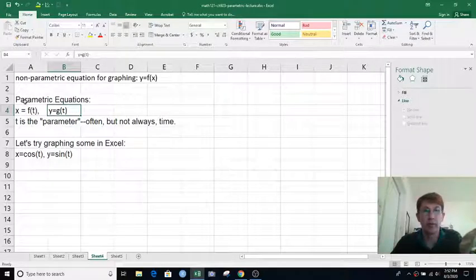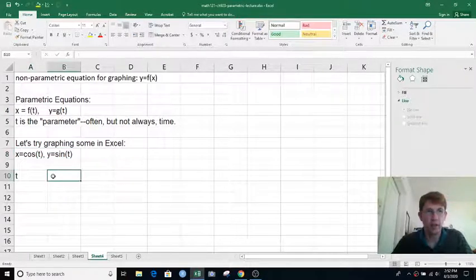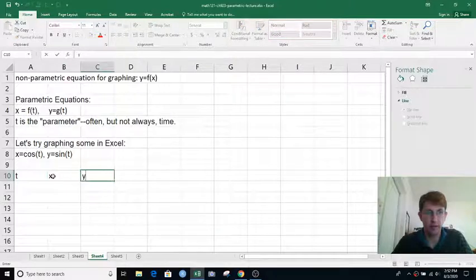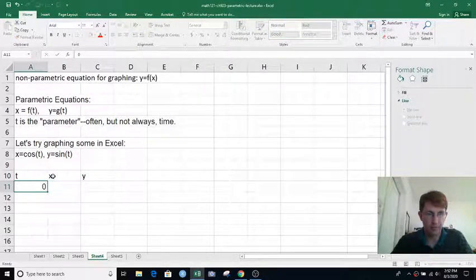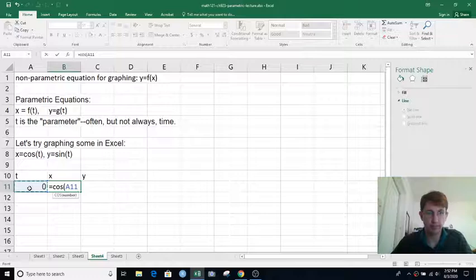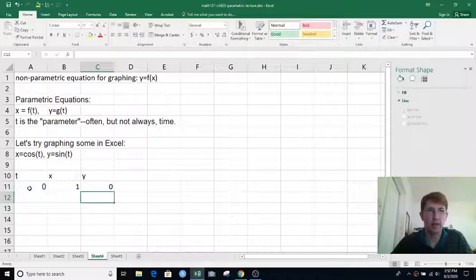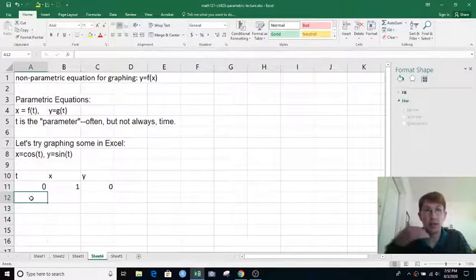This is why we call it parametric. And that t parameter is often time, but it doesn't always have to be. Let's go try graphing this set of parametric equations in Excel. So let's have a t column and x and y. Let's start t at 0, and I'll just say what's cosine t on the current row. So just cosine of that. And what's sine of t on the current row? That. And then we need to take the next t value and the next t value.